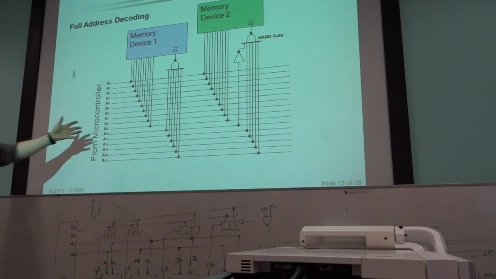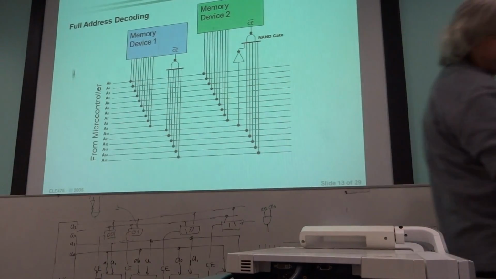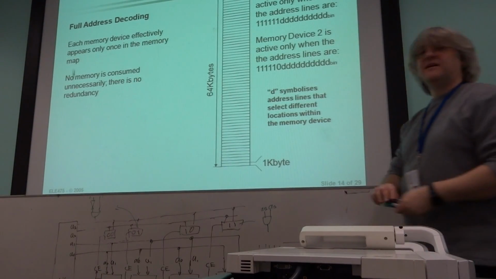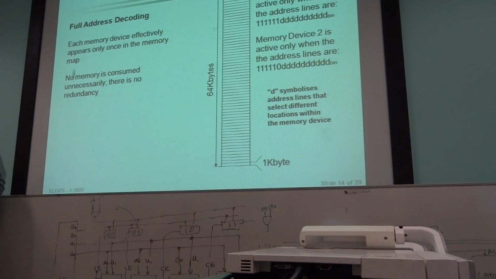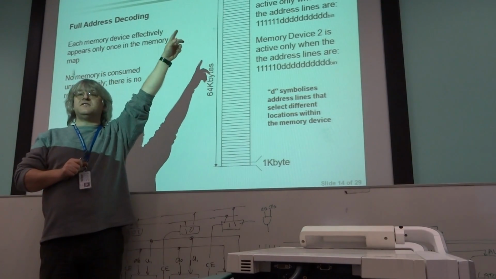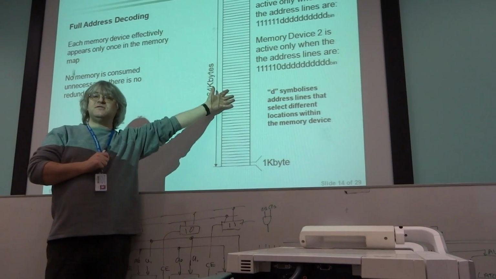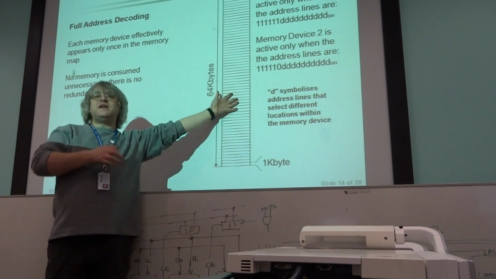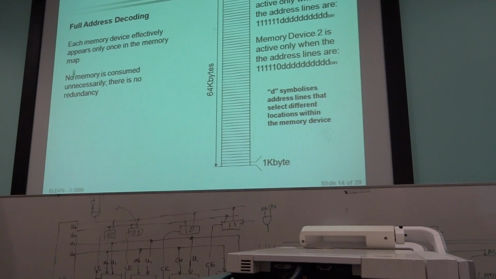But if I draw the memory map for this, it'll look like that. So now in terms of the memory map, there is only one combination of those high-order address lines that wake up one of the devices. And there's only one other combination that wakes up the other one. And all the other address combinations don't wake up either of them, and so they could be connected to further devices without causing a conflict.